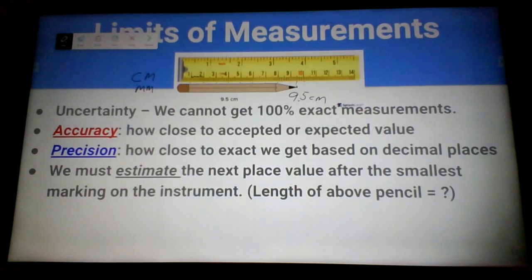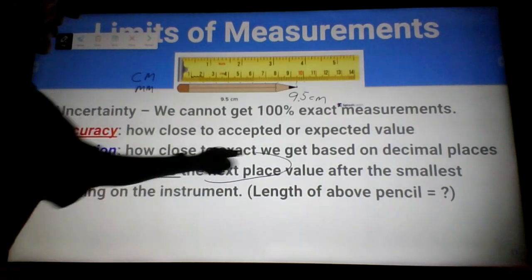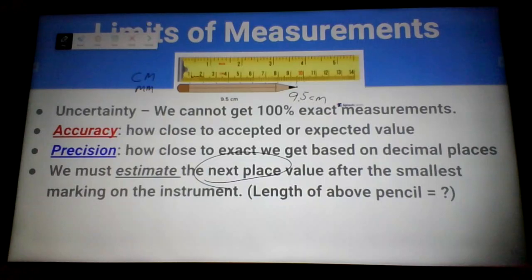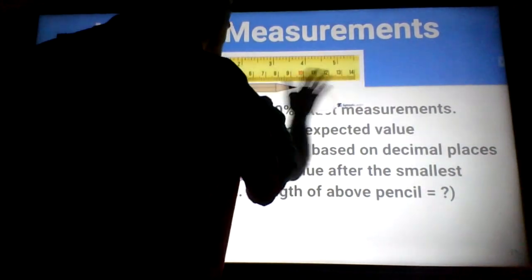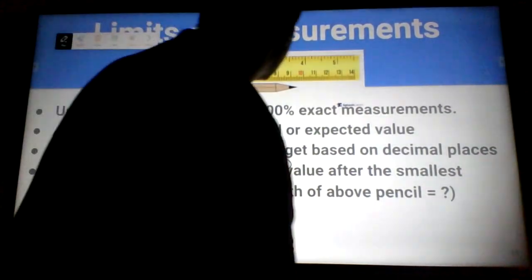How close to exact, that's precision, we must estimate the next place value after the smallest marking. In this case, the smallest marking is tenths, which would be millimeters. But now I look even more carefully. I know I'm in the way. I'll get out of the way in a moment.